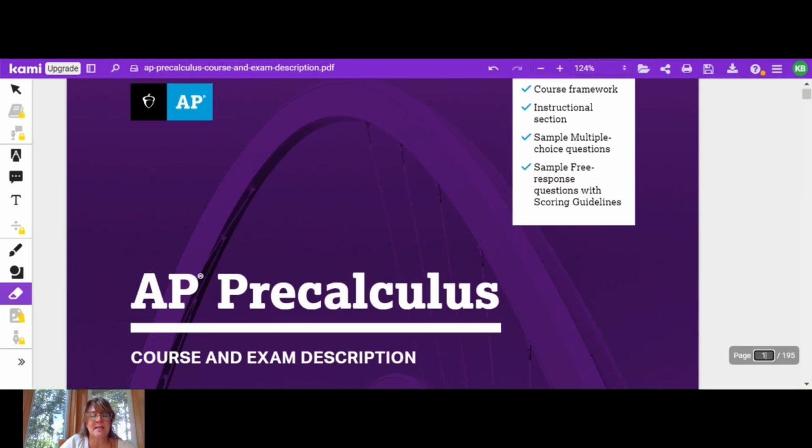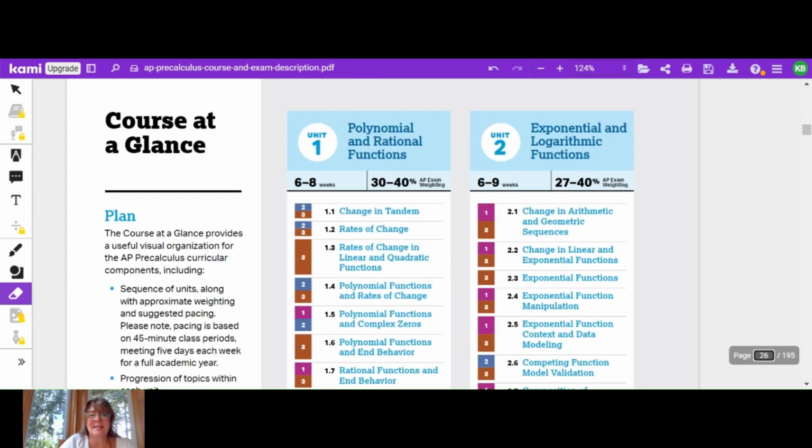Here is what the CED looks like. You can find this online if you just search AP Precalculus CED. There's a downloadable version that College Board has published for us. So if you go to page 26 in the AP Precalc CED, you will find the course at a glance.